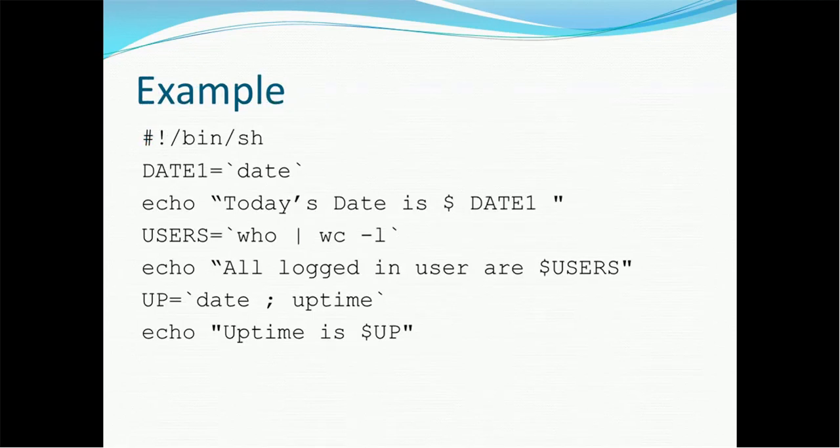We are creating a date1 variable and providing the system date with the back quotes, and we are printing today's date is date. Similarly, we are running the command who, counting users, and we are printing here all users logged in are, which will give the count of the number of users logged in, and we are printing the date and uptime using the up variable. So all these commands like date, users, up, are commands, and we are using those commands as variables in our program.